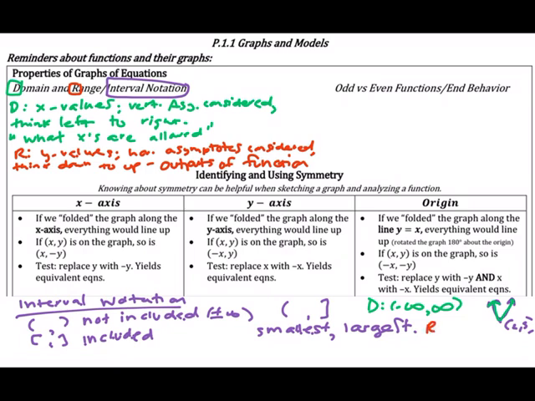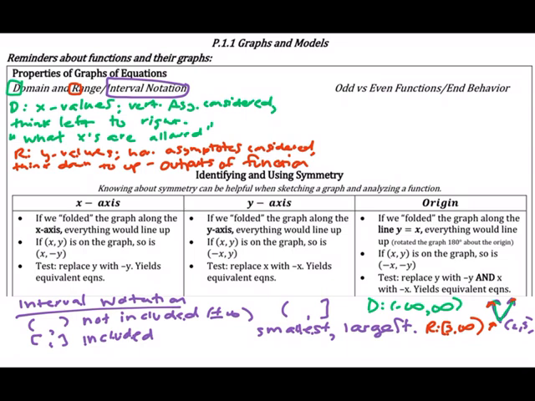Now the range of something like this, we're talking up and down now. Well, the lowest that this ever goes is this point right here, and the y value, which is what range is, the y value of that is 3. Then it's going up forever, so that would be the interval from 3 to infinity. So if you need more help on that, check out another video on domain and range, but I just wanted to review domain, range, and interval notation as a whole.